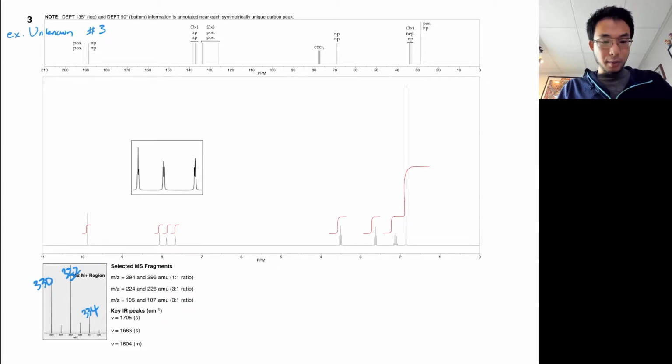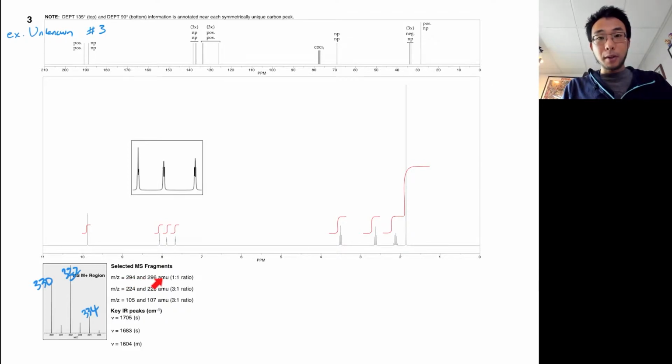Another weird thing about this data is that they didn't really give us relative abundance or intensity information, so it's a little bit hard to calculate exactly what's going on. However, we should look at the fragmentation and see what we can infer. So we have some fragmentation here.